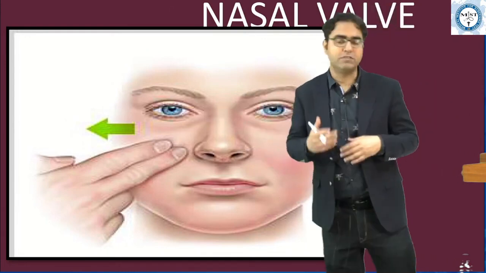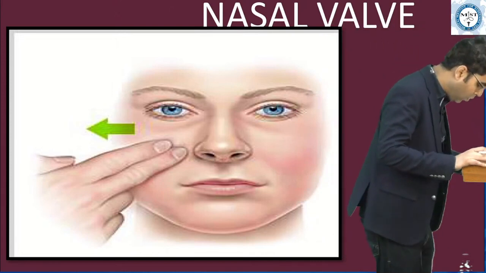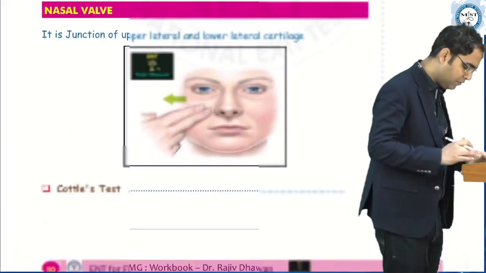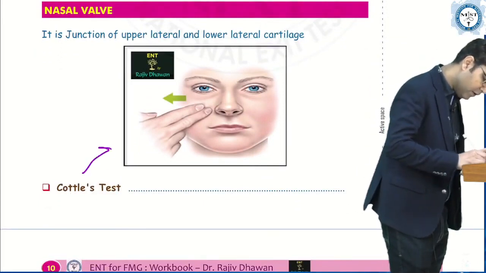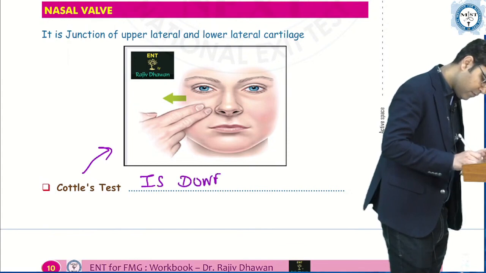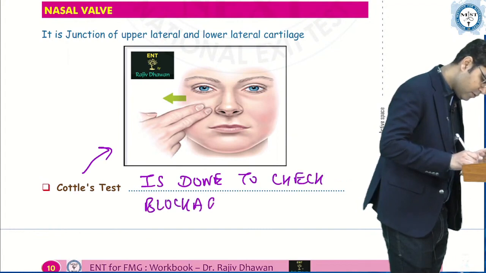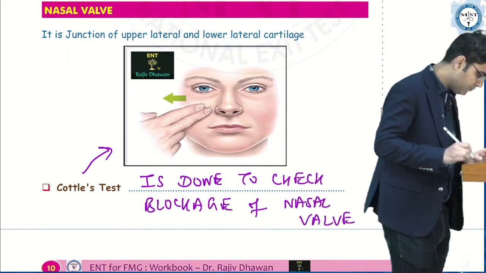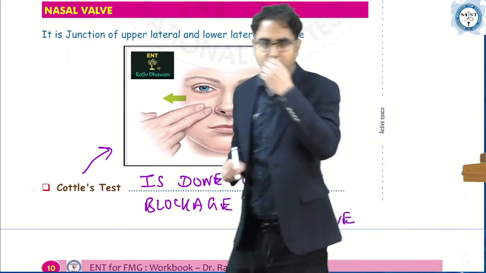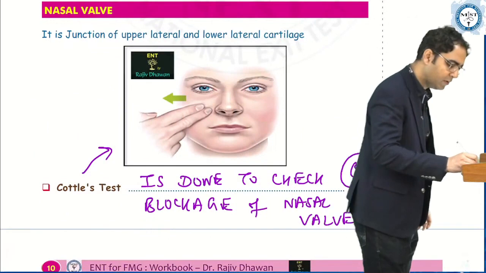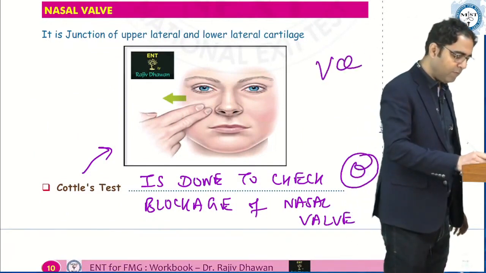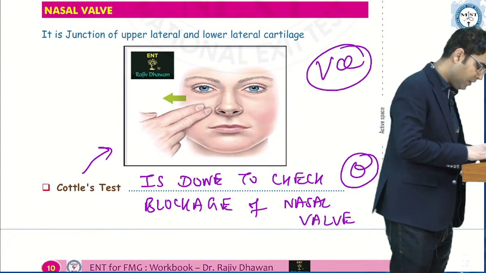Okay, so Cottle's test, C-O-T-T-L-E. Write down: Cottle's test is done to check blockage of nasal valve. This is the MCQ question. I mark it MCQ question. Cottle's test is an MCQ question. Okay, beta, MCQ question. This is also a visual question. Beta. Okay.